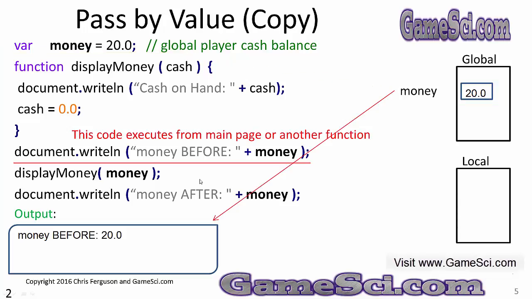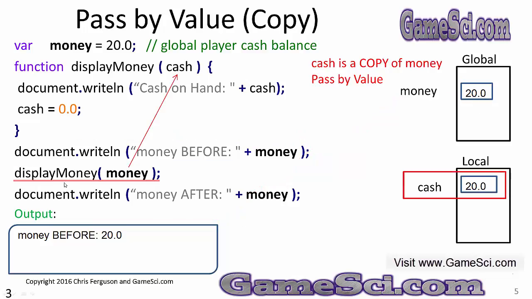Now let's write some code that executes from the main page or from another function. Let's output to the screen "money before" plus money. So this is a global variable. It's going to grab the 20.0, and the money before I make the call has 20 in it. Seems simple enough. All we're doing is printing the contents of this global variable.